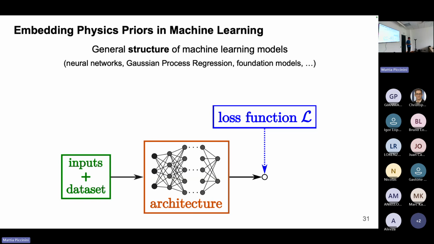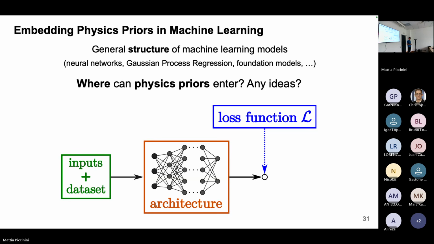We can say that this is quite general. And now my question is, where can physics priors enter? Do you have any ideas on that? Loss function, yeah, good point. Loss function is one of the things we're going to look into. It's probably the most popular. Saying the input data set and the architecture. Yeah, you're right, indeed.